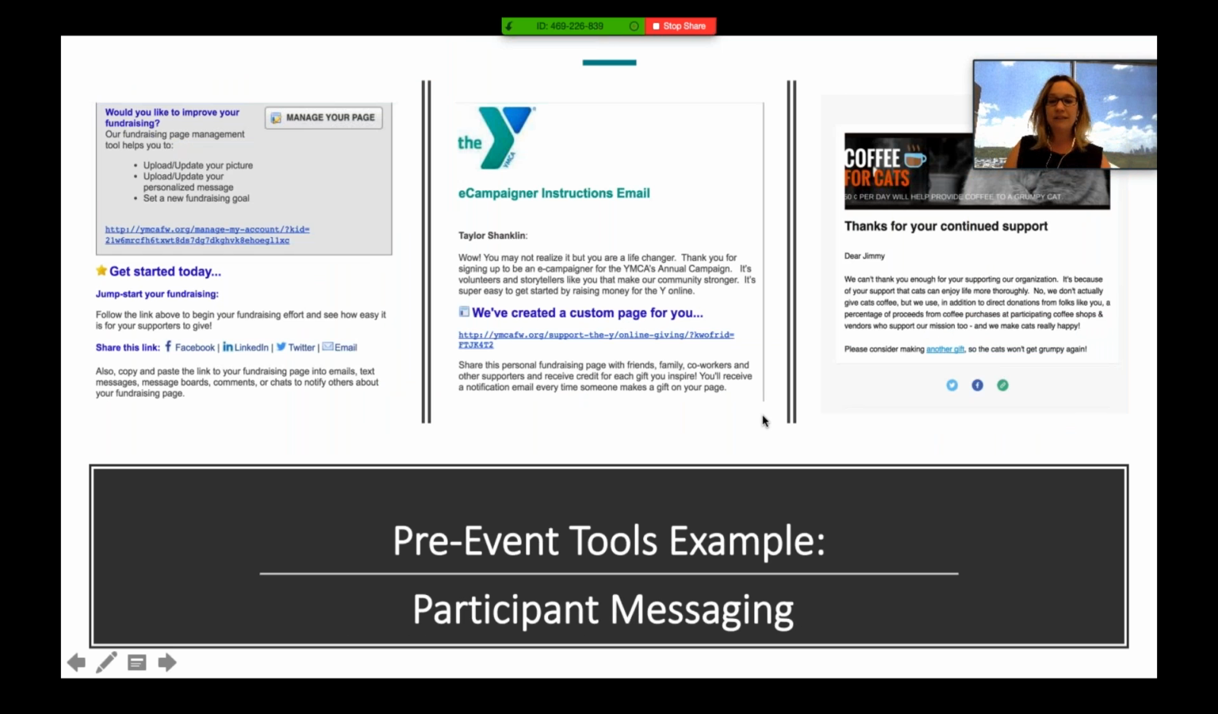Okay, so some other examples here I want to get into about just pre-event tools. We talked about social sharing. We talked about updating the personal page. Here's just a couple of screenshots of examples that I have.